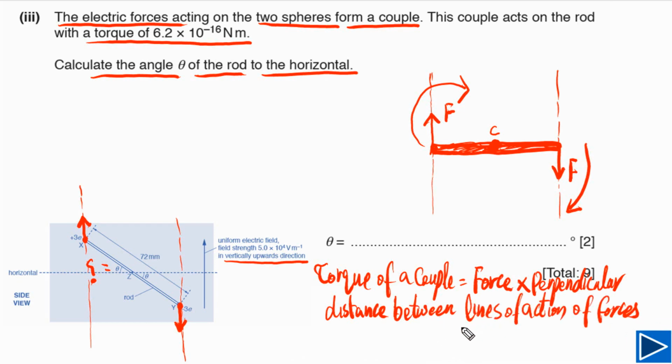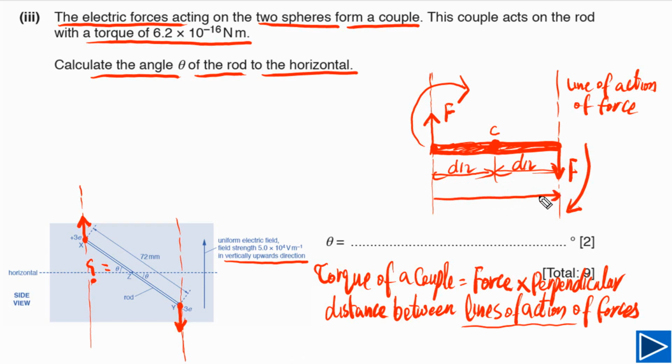So what exactly do we mean by line of action of force? This line is called the line of action. Line of action means the force is acting along this line. Now let's imagine this distance is d by 2 from the pivot, and this distance is also d by 2. So the distance between the lines of action of these forces is equal to d. So tau in this case will be equal to F times d. That will be the torque of a couple.